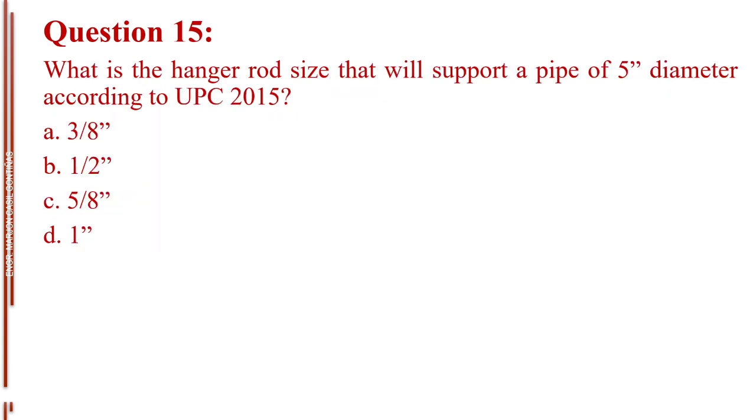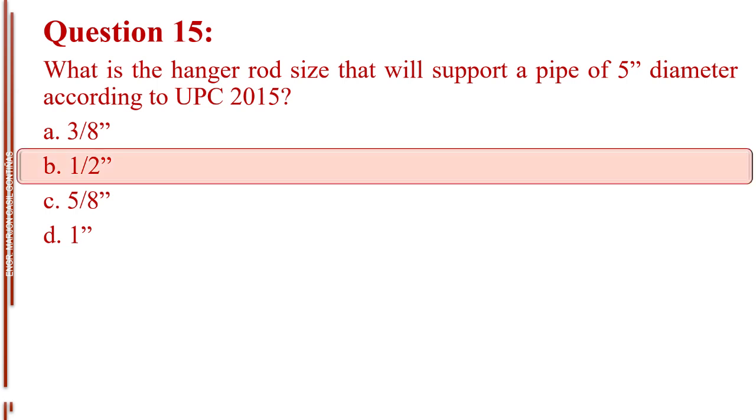Question number 15. What is the hanger rod size that will support a pipe of 5-inch diameter according to UPC 2015? Letter A, 3/8 inch. Letter B, ½ inch. Letter C, 5/8 inch. Letter D, 1 inch. The answer is letter B, ½ inch.